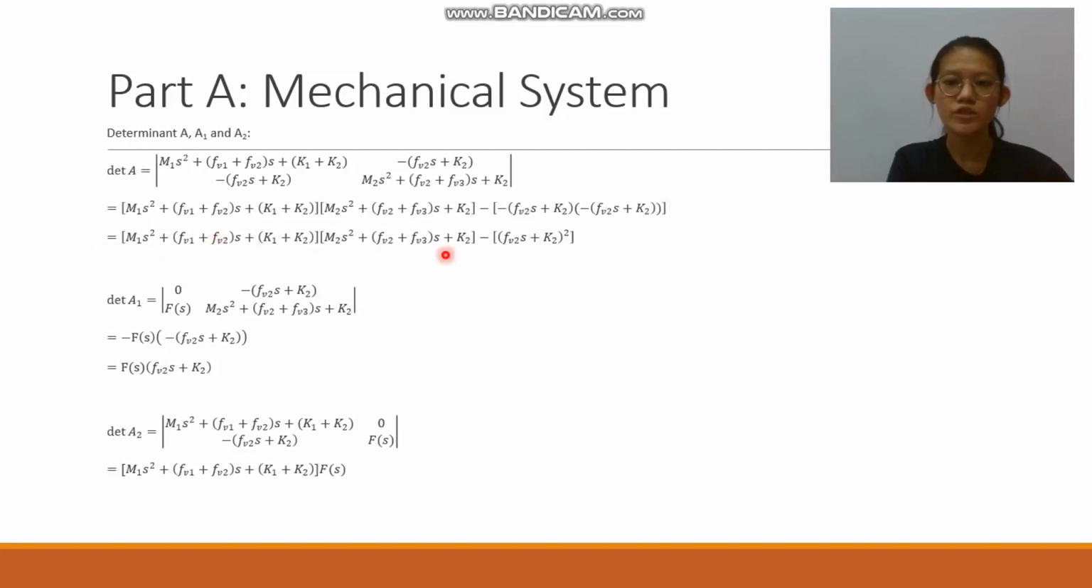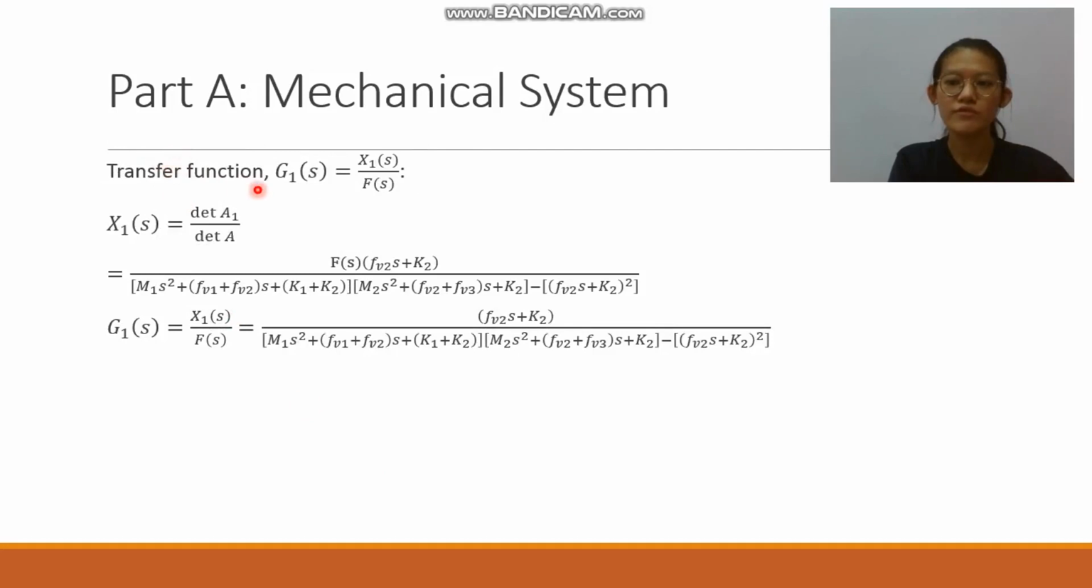This is the equation for determinant A. And this is the equation for determinant A1. And the last one is the determinant A2. This is the equation for the determinant of A2.